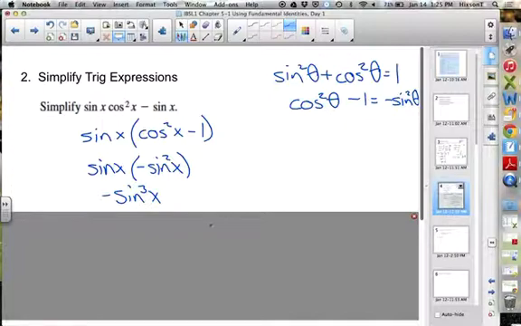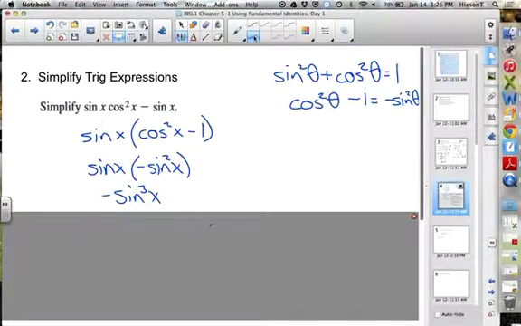Could you do it any other way? What do you guys think? Is there a different way we could have simplified that? From the very first step, there's something we could have done a little bit different. You could factor out a negative sign. Factor out a negative sign? Yeah, that would work. And that would be sine squared x times negative sine x. Totally different. Okay.